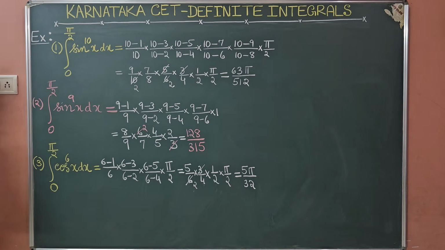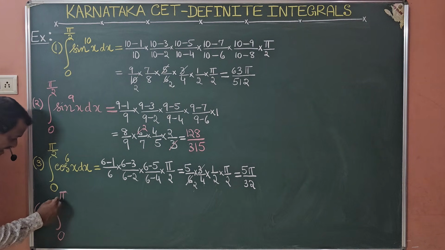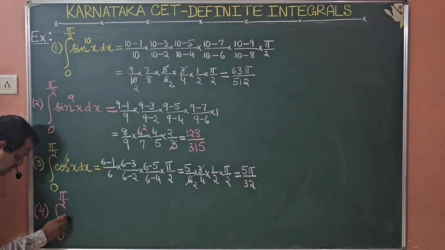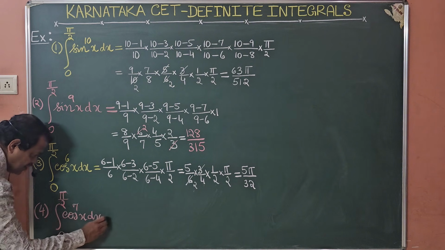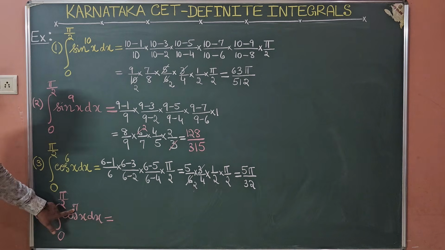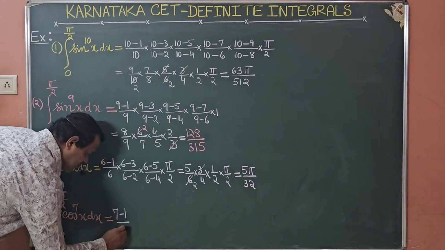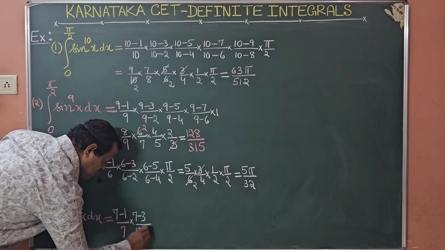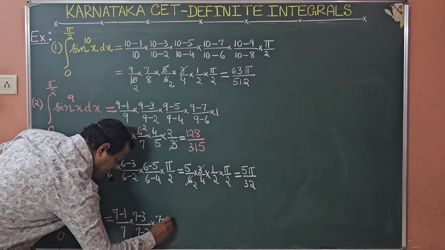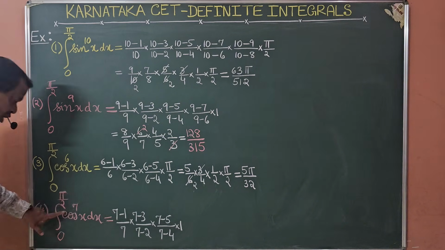And I will take up one more exercise or example. Look at this. Integration from 0 to pi by 2. I will take up cos power 7x dx. So here what we observe, n is odd here, 7. Therefore this answer should be 7 minus 1 by 7 into 7 minus 3 by 7 minus 2 into 7 minus 5 by 7 minus 4 and into 1 because n is odd here.